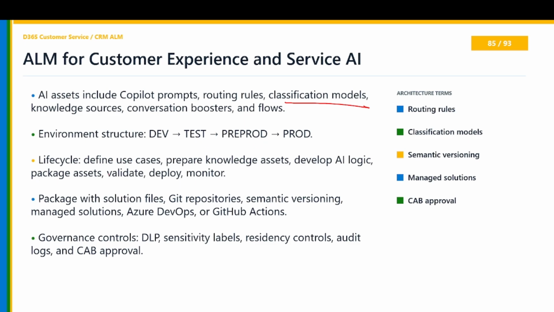Then the life cycle that you should take note of here is: define use cases, prepare knowledge assets, develop AI logic, package assets, validate, deploy, and monitor. Take note again: define the use cases, prepare the knowledge asset, develop the AI logic or rule, package the asset, validate, deploy, and monitor. Very easy.